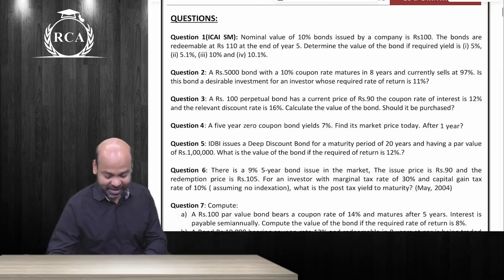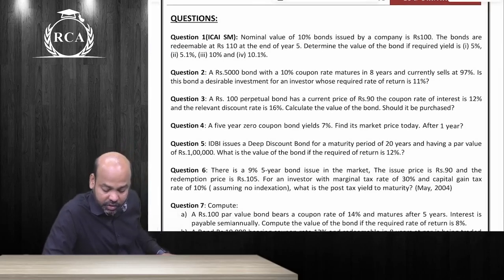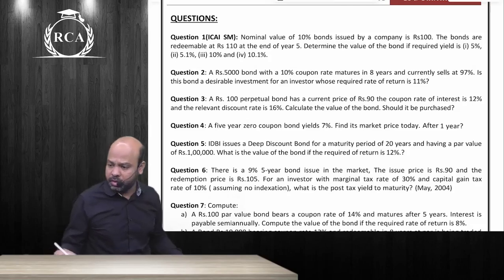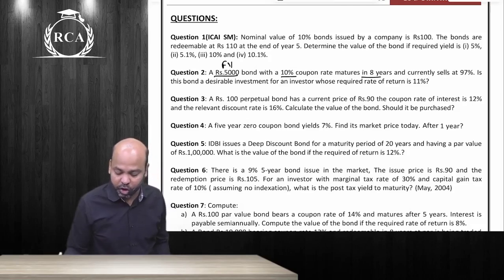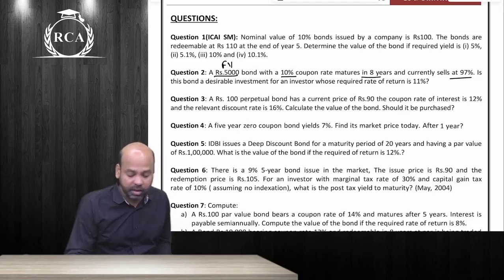Second question, guys. A rupees 5,000 bond with a 10% coupon rate matures in 8 years. So when they mention a rupees 5,000 bond, this 5,000 rupees becomes the face value of the bond. Coupon rate is 10%. This is going to mature in 8 years. It currently sells at 97%.